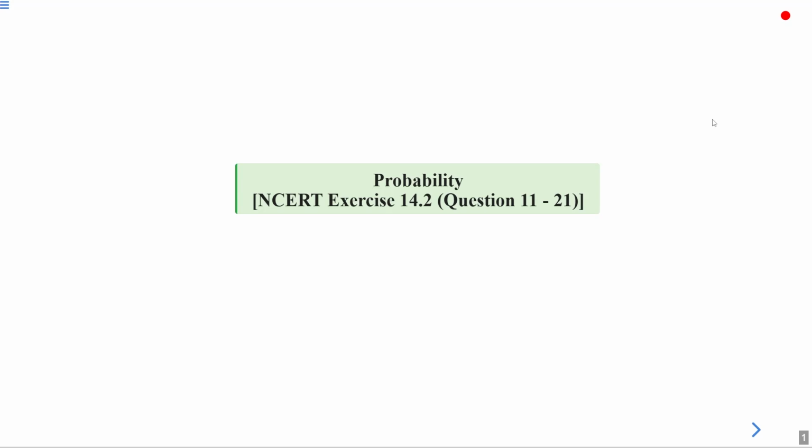In this lecture, we will discuss NCERT exercise 14.2, question number 11 to 21. In our previous lecture, we discussed NCERT exercise 14.2, question number 1 to 10. So now we will discuss question number 11 to 21.